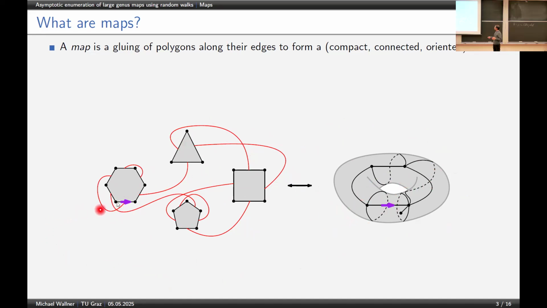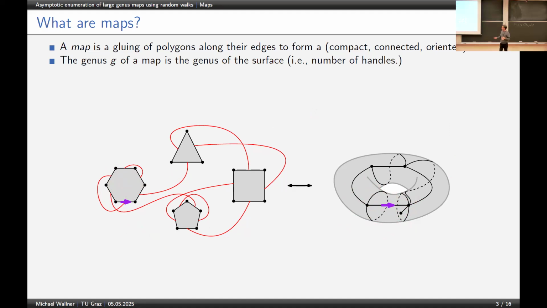For example, here we always will have a root edge, this purple arrow. And if you follow this root edge on that gluing and keep it always on your side, then you should see here a face with 6 edges. So basically you go here, you go around, you go along this one, 1, 2, 3, 4, 5, and 6. And this is here basically this thing.